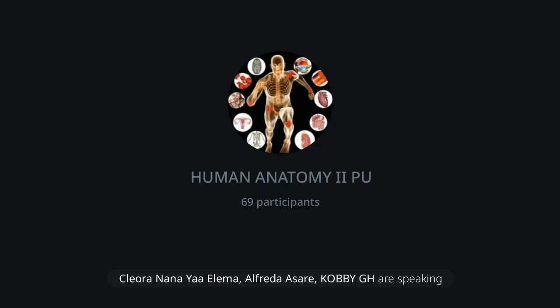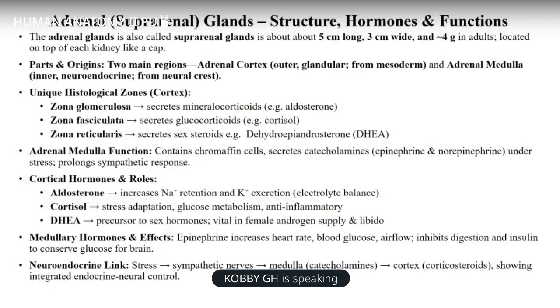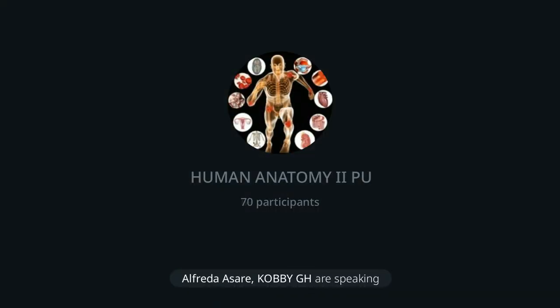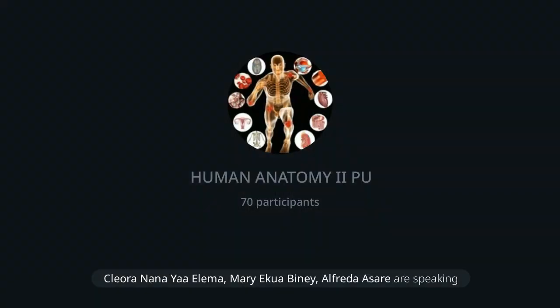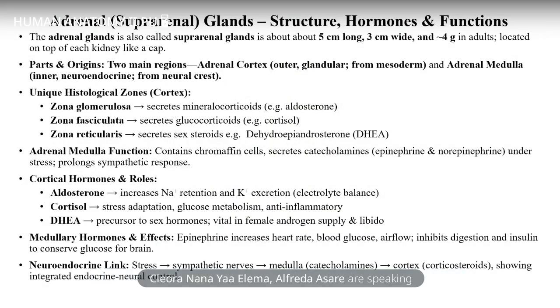Which part of the adrenal gland produces cortisol? What answers are we looking for? The adrenal cortex and the zona fasciculata. Good. So if this is an MCQ and we ask which portion of the adrenal gland produces cortisol, you are looking for two things: the adrenal cortex itself, and the zona fasciculata of the adrenal cortex. Is that okay?